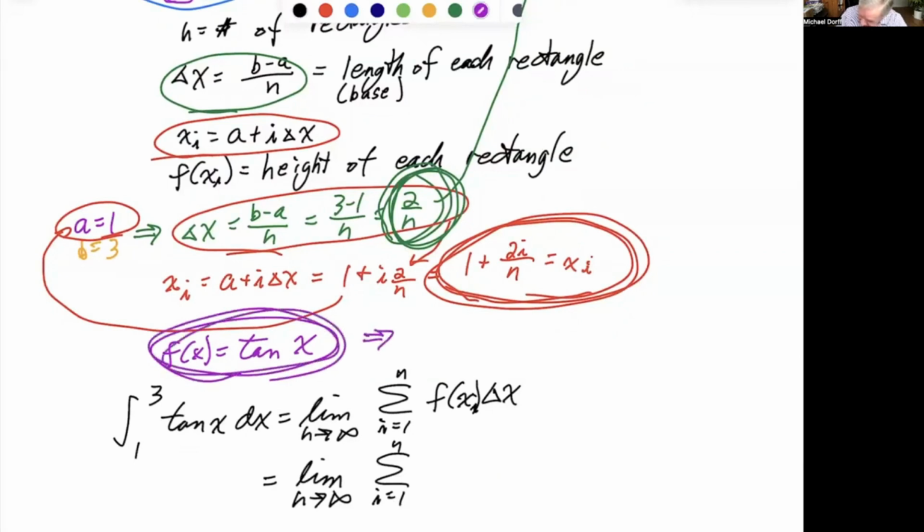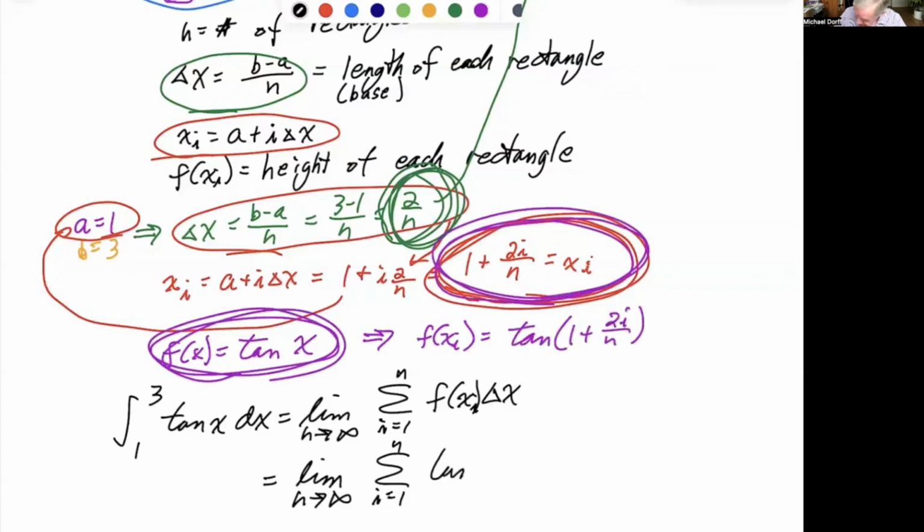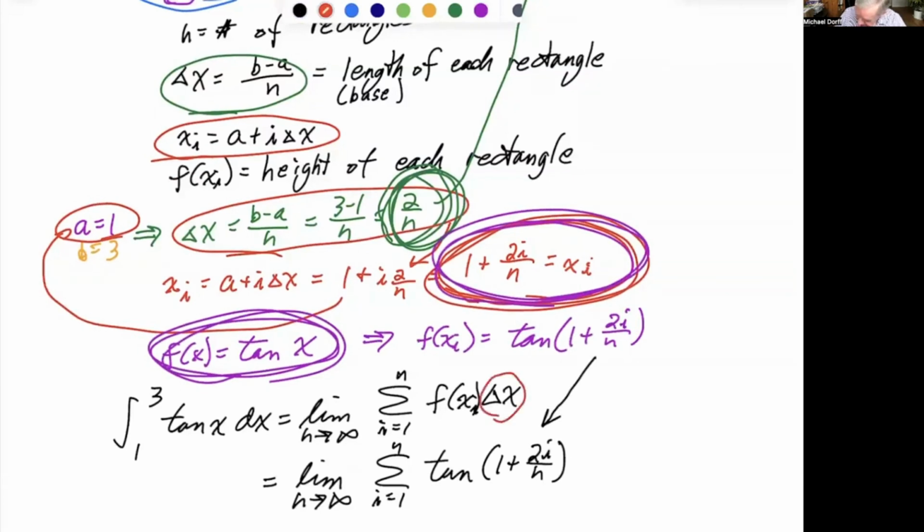So that means f of x sub i, I'm going to use this for x sub i, is going to be tangent of 1 plus 2i over n. So we go back here and we have tangent of 1 plus 2i over n, putting that in there. And then the last thing is we have our delta x here. And earlier we figured out that delta x is 2 over n. So we put that in here, 2 over n, and we get this.